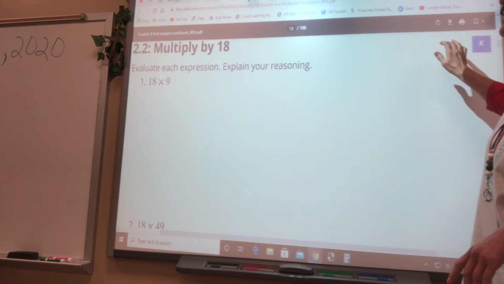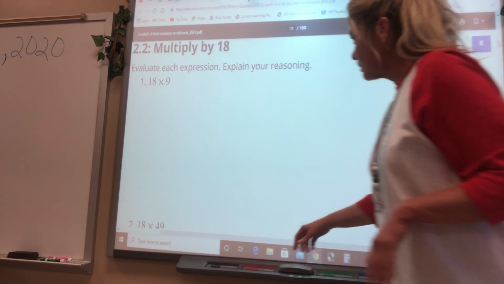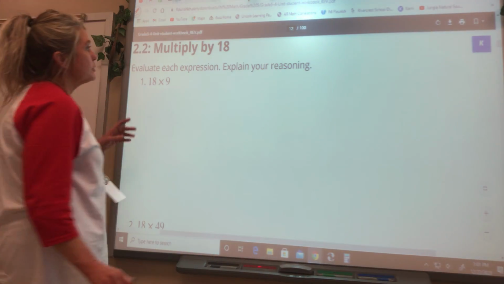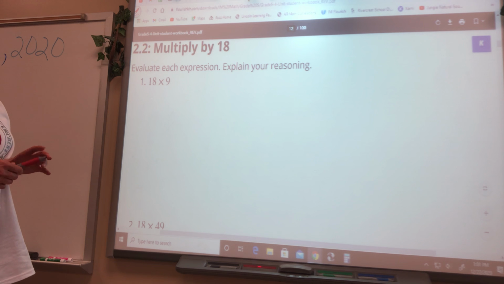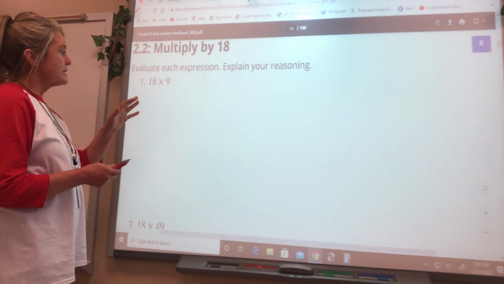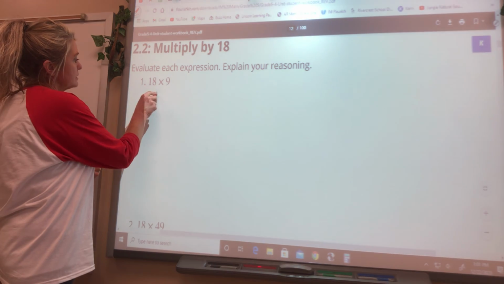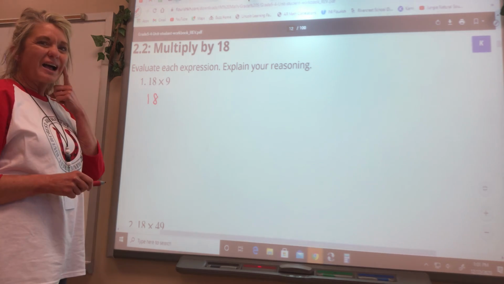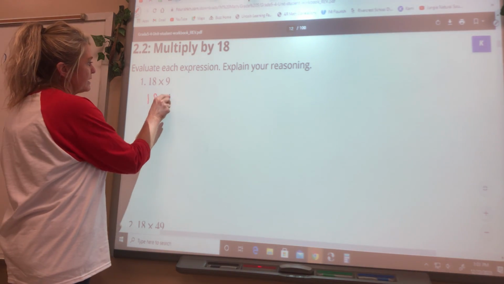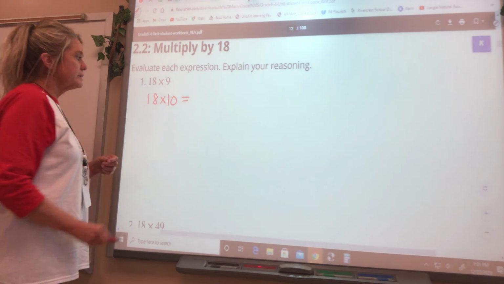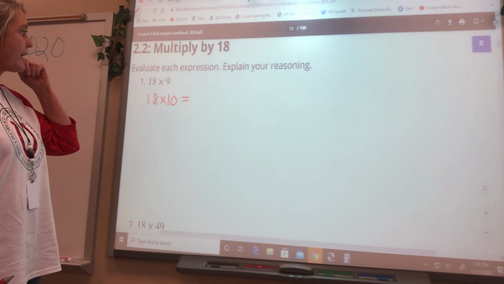Okay, on these we're still multiplying. Now, it tells us to evaluate each expression and explain your answer. Well, if I wanted to quick math this, if I was estimating, I could keep 18 here, but 9 is almost 10. Yeah, and that's easier to quickly do in my head with my mental math.